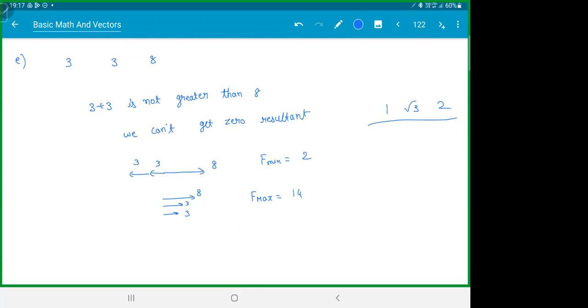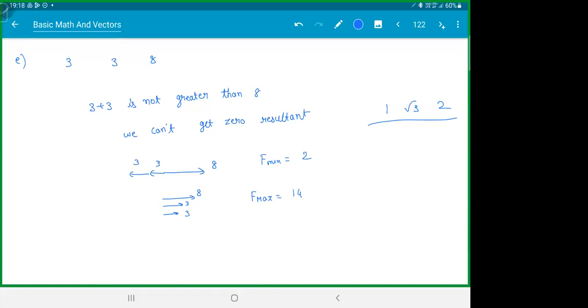1, root 3, and 2. Can it form a zero resultant? What is the angle between them? Everyone should try and get an answer. What happened, Aditya, today? No answers. Vastika, Yasha, answers.